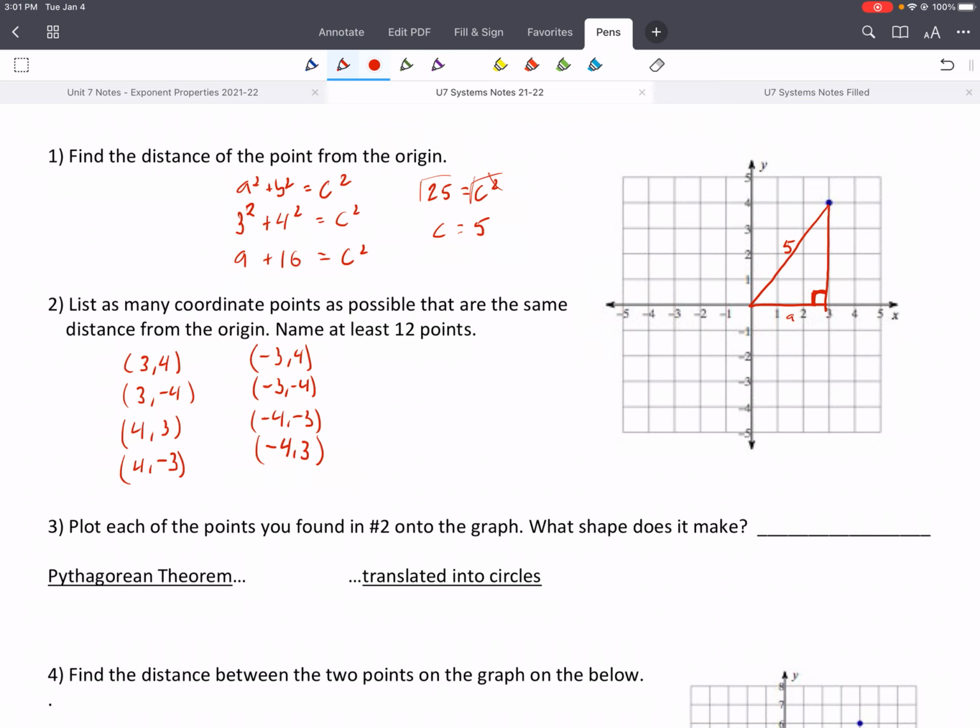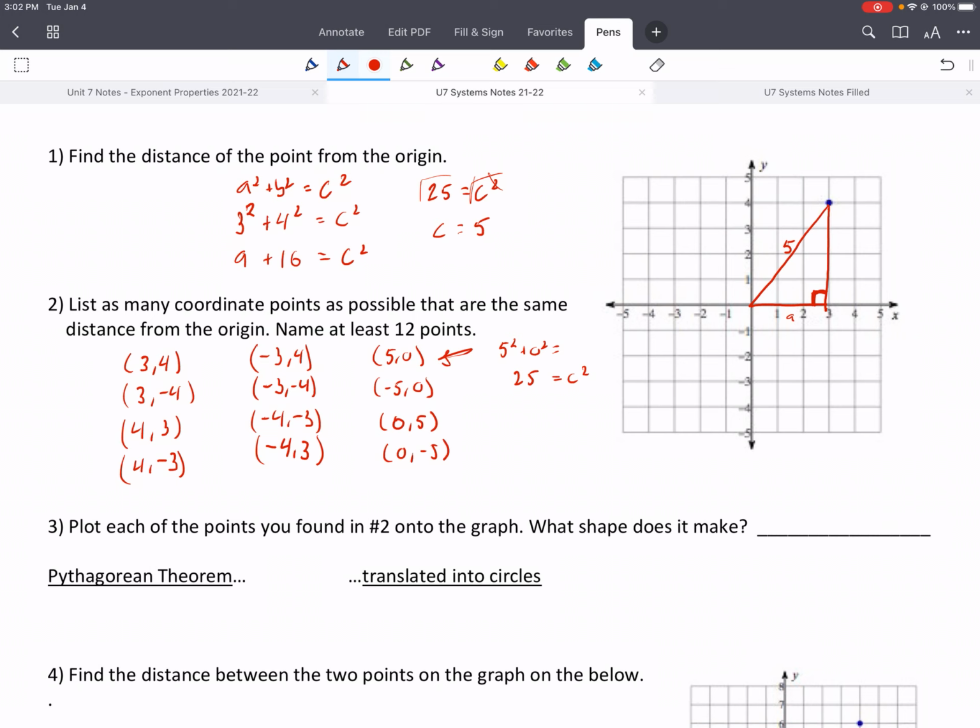Okay, there are 4 more that we've missed so far. If we did 5, 0, negative 5, 0, 0, 5, and 0, negative 5. So those would also work. Like if you plug this into the Pythagorean theorem and said it's 5 squared plus 0 squared, that would still end up giving us 25 equals c squared, and we would still get c equals 5.